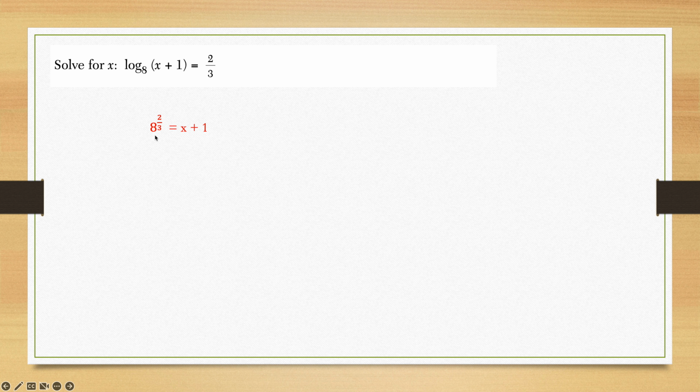The roots of the tree are down. The power is in the leaves. So I want the cube root of 8, which is 2, squared is 4. 4 is x plus 1, x is 3.